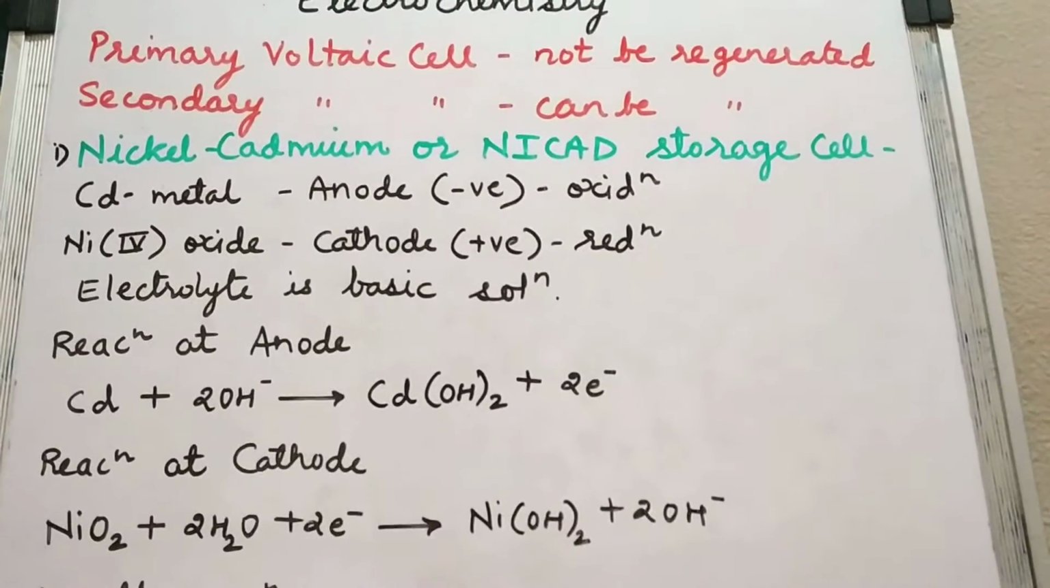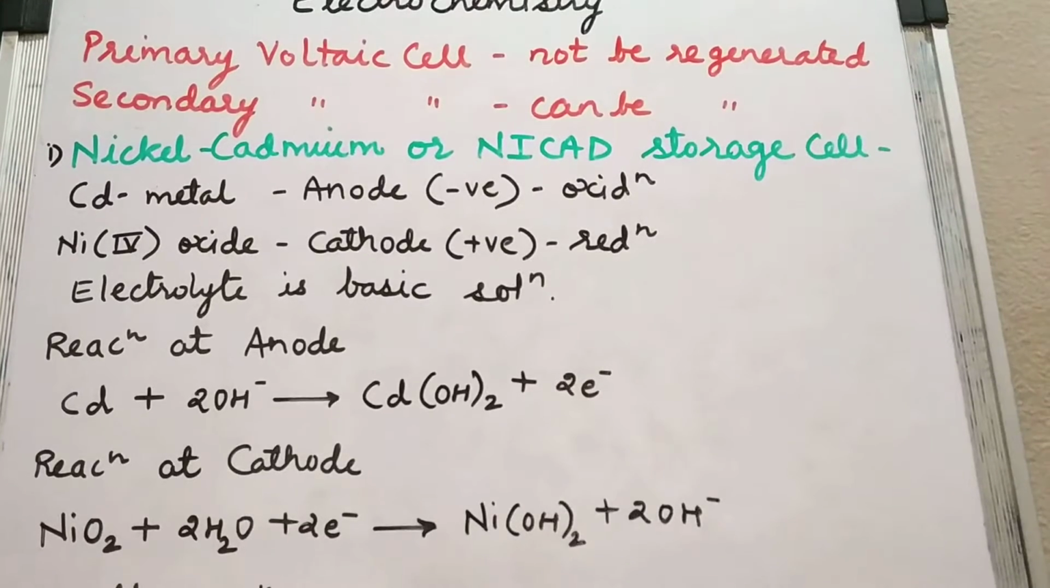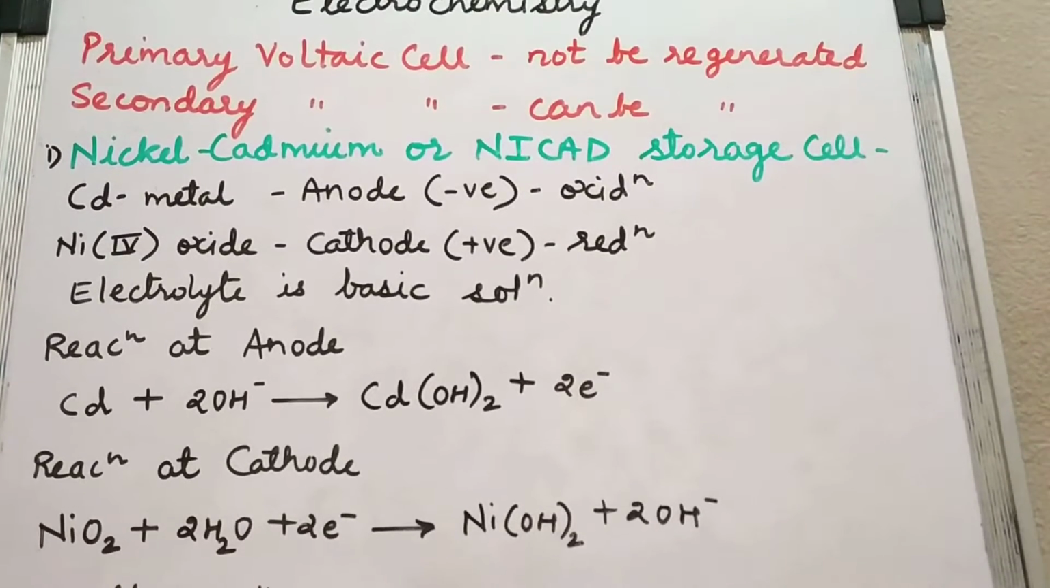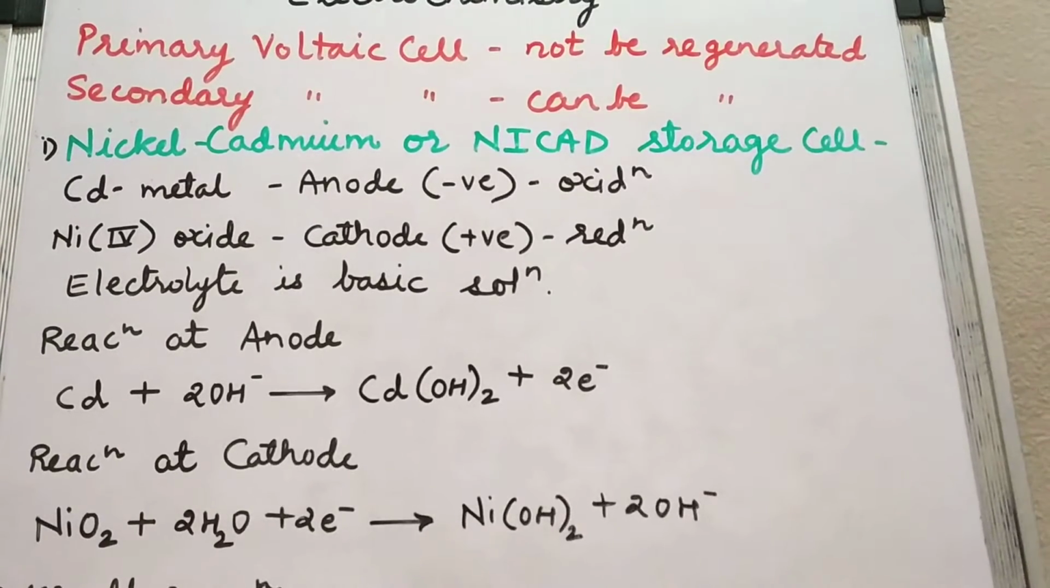One of the types of secondary cells is nickel cadmium. We are discussing the secondary cell. Nickel cadmium or NiCad storage cell हा एक प्रकारचा secondary voltaic cell आहे. That is, it never dies. You can regenerate the cell.